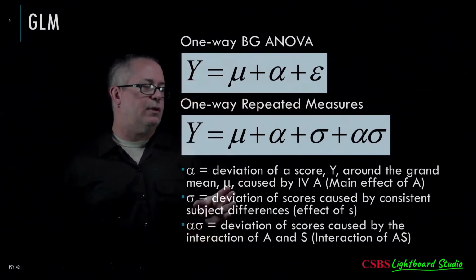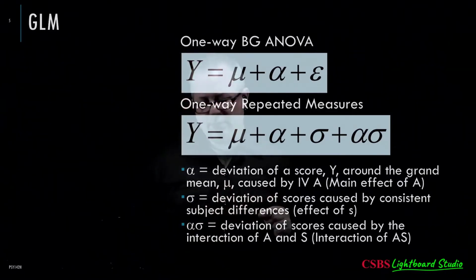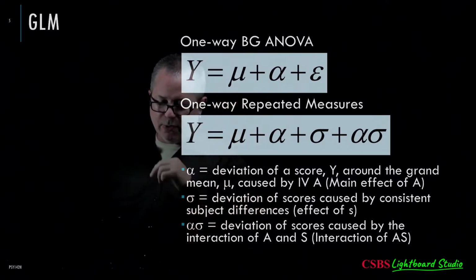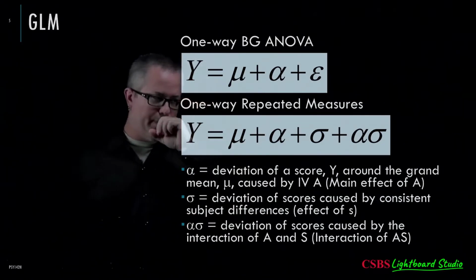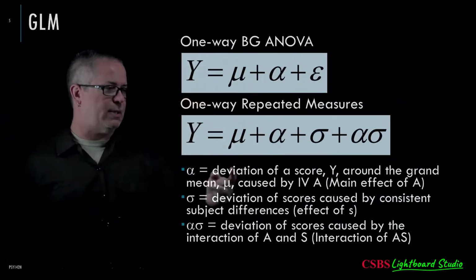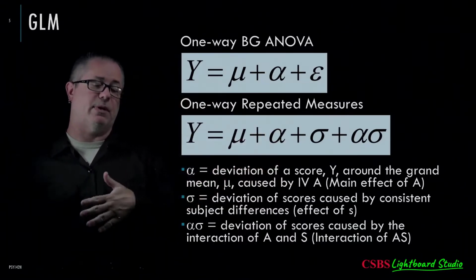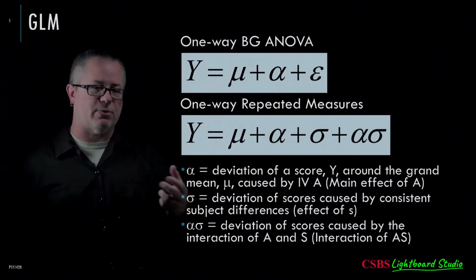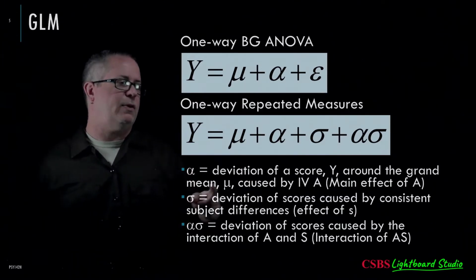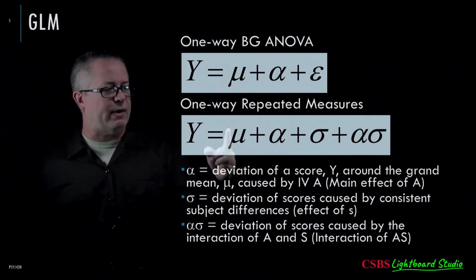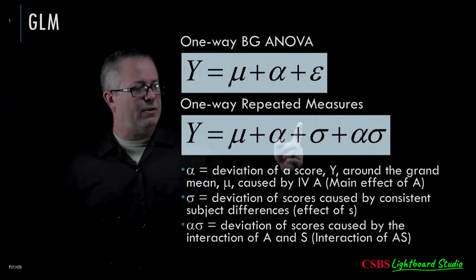So here, this is where things are different. When we went from the one-way between groups to a factorial between groups, what we split up was that alpha, the effect of the IV, got split up into another IV, the beta, and the interaction between the two of them. Well, here we're leaving that alone. It's still one way, so we still just have one IV. We still have the effect of the grand mean, the effect of the IV. But now there's this thing here.